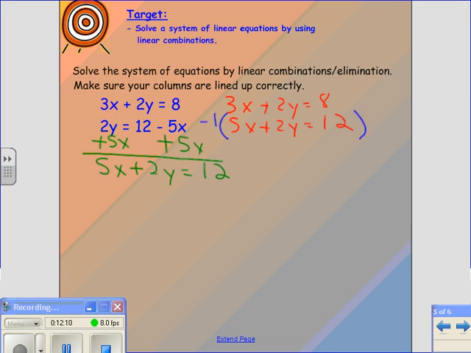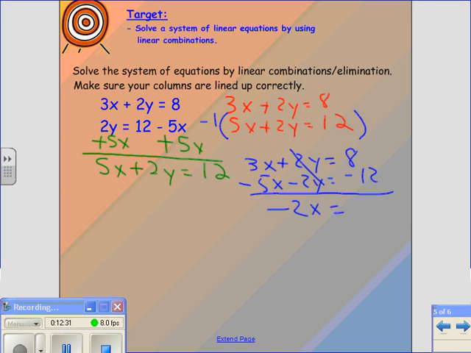So my top equation, 3x plus 2y equals 8, and my new bottom equation, negative 5x minus 2y equals negative 12. So now I have my opposites in my y terms, which add up to 0, which is what I want. Those eliminate. And let's add the rest of the equation. 3x minus 5x is negative 2x, and 8 minus 12 is negative 4. So then it's easy to find your x by dividing both sides by negative 2, and we have x equals 2. So I'm going to start my ordered pair up there with 2 in the x place.